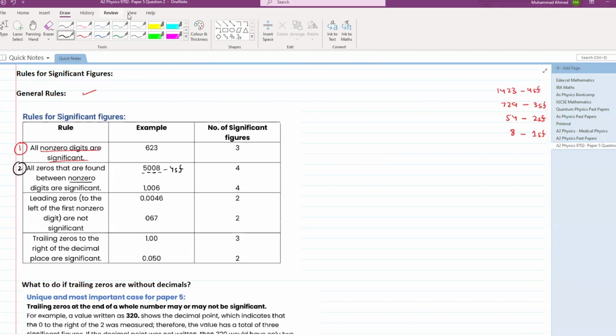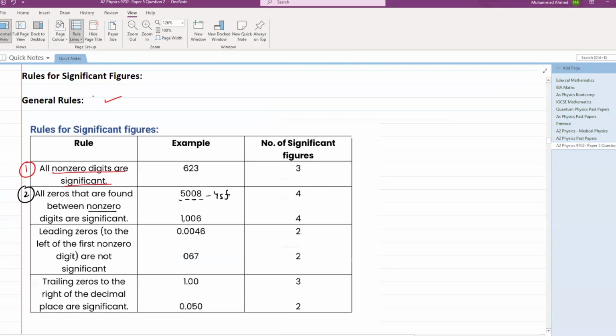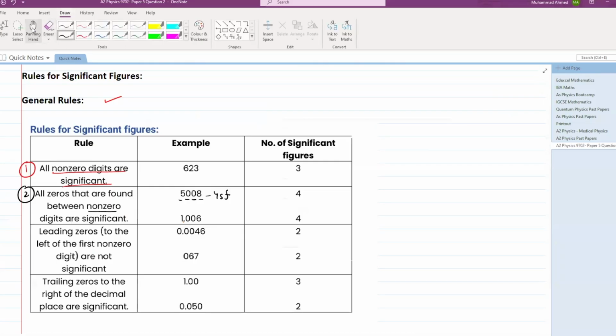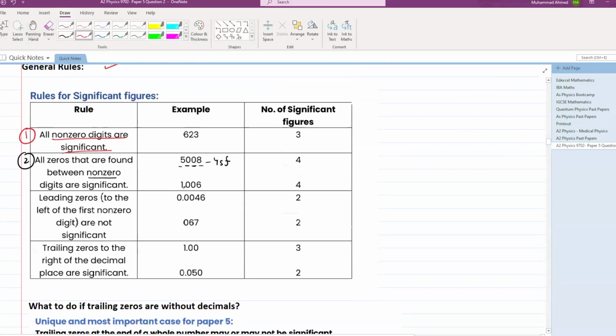Let's see this. All zeros between non-zero digits are significant. So let's say you have something like this, 1.006. This 0 and this 0 are significant because they are between non-zero digits. This is also significant. This is 4 significant figures.